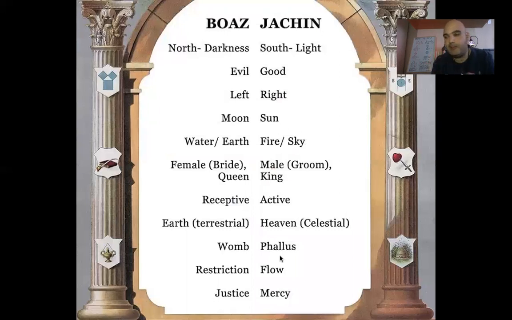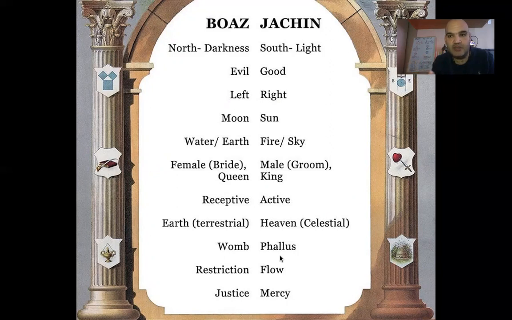So now we've established what the 5 Platonic solids are and how they correspond to the elements in astrology. What I want to now move on to is looking at the concept of Boaz and Jachin and what Boaz and Jachin is.